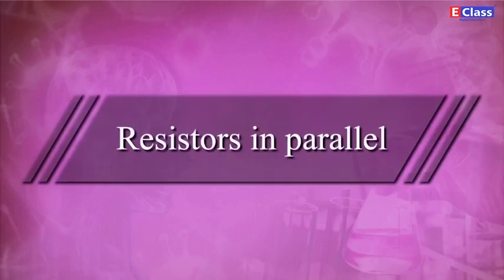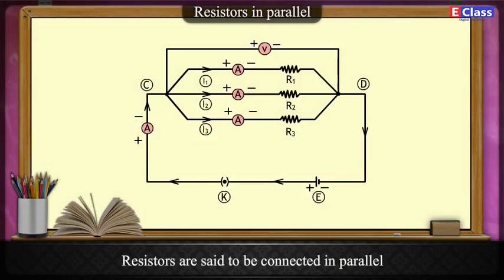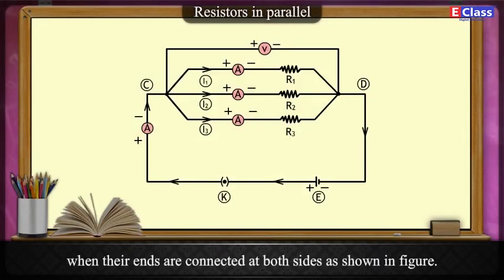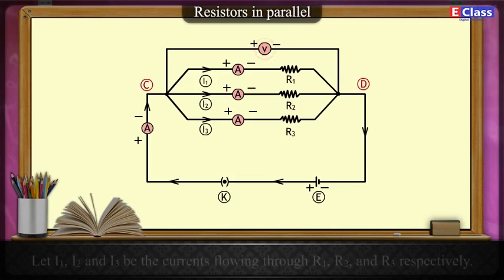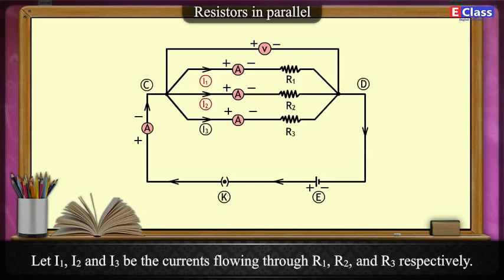Resistors in parallel. Resistors are said to be connected in parallel when their ends are connected at both sides as shown in the figure. The figure shows three resistors R1, R2 and R3 connected in parallel between points C and D. V is the potential difference between C and D. Let I1, I2 and I3 be the currents flowing through R1, R2 and R3 respectively.